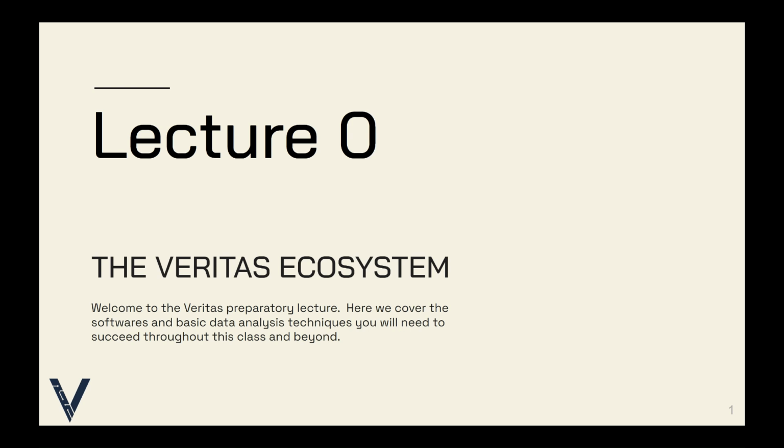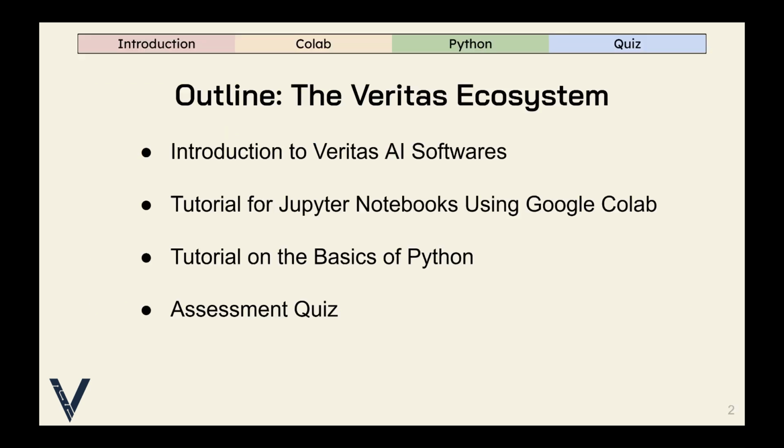Here we cover the software and basic data analysis techniques you will need to succeed throughout this class and beyond. Today we will introduce the Veritas AI software. We'll then cover a tutorial for Jupyter Notebooks using Google Colab. We'll also cover a tutorial on the basics of Python. And lastly, we ask you to take an assessment quiz in order to understand your level of Python and machine learning.